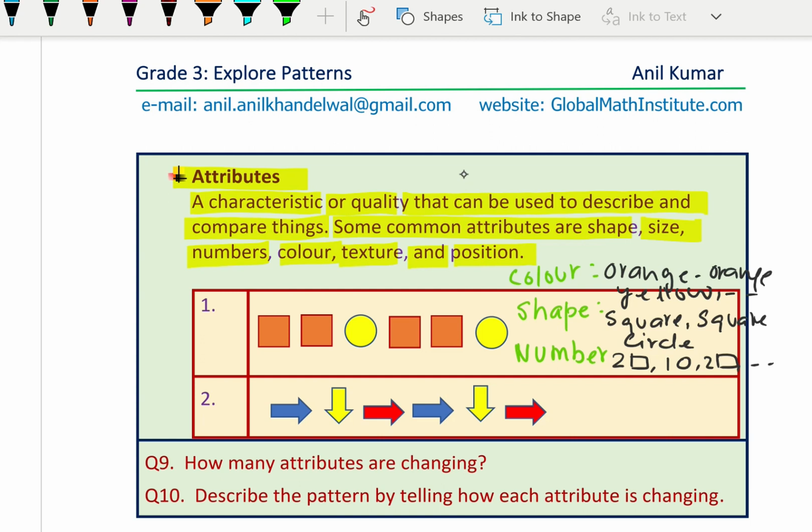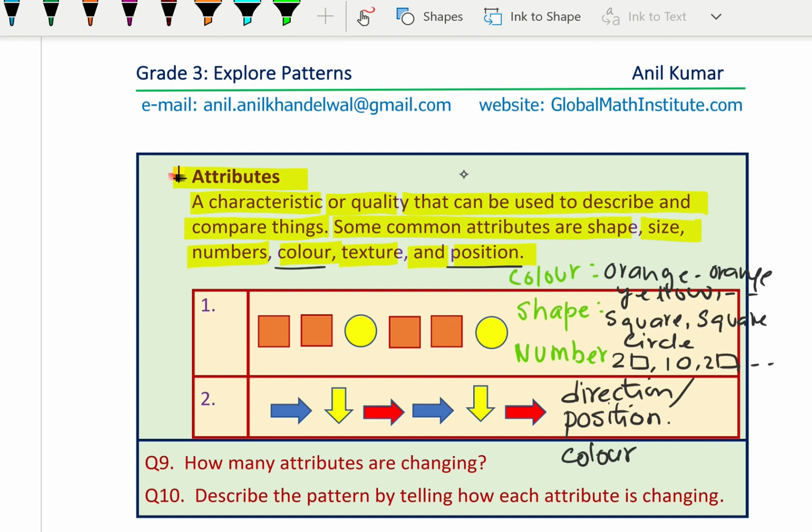Now the second pattern here you could also describe in terms of color, but the shape is kind of same. What else is changing here? Well, we see direction or position is changing. Correct? These arrows are pointing right or they're pointing down. So that is changing. And of course, you can add color, right? So color and position are the two things which are changing in this particular pattern. So you could describe in these terms.